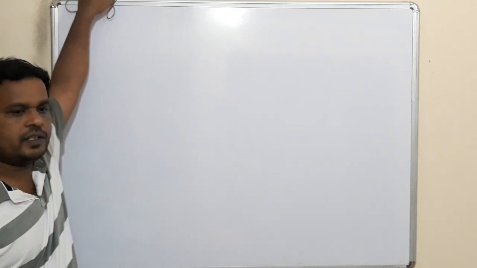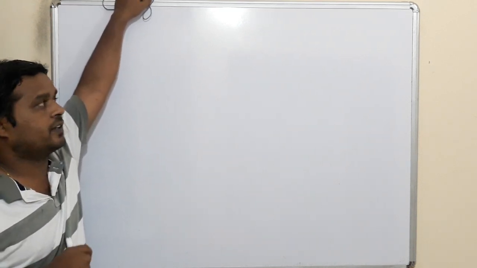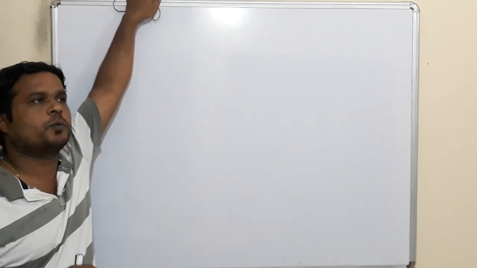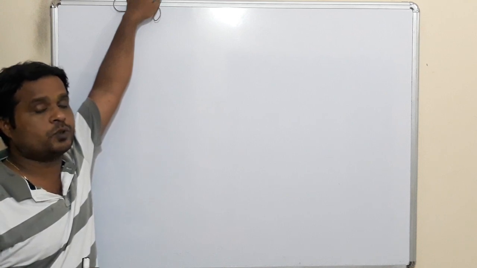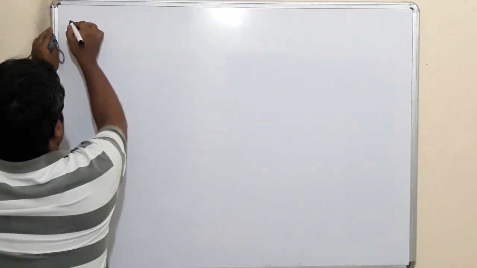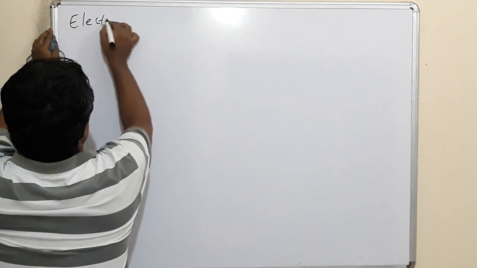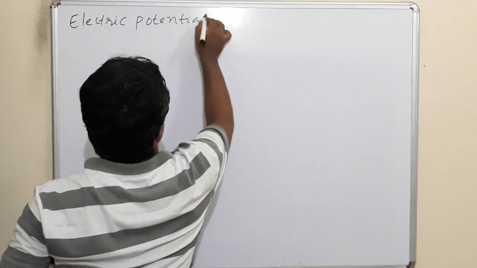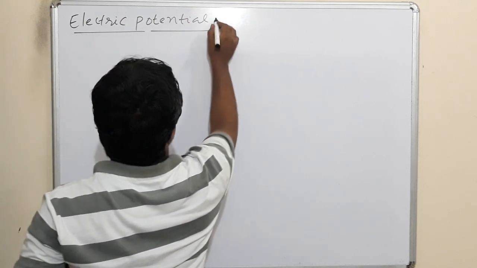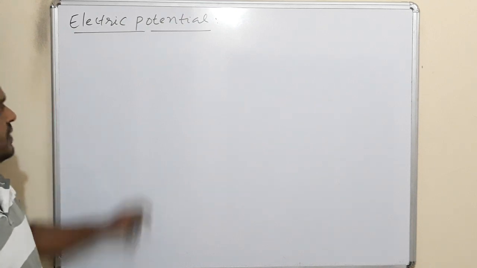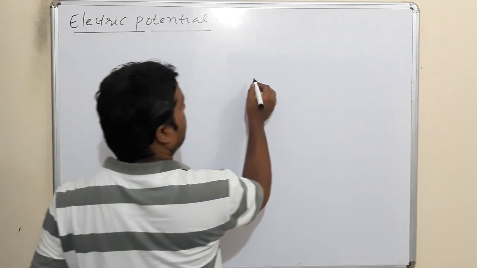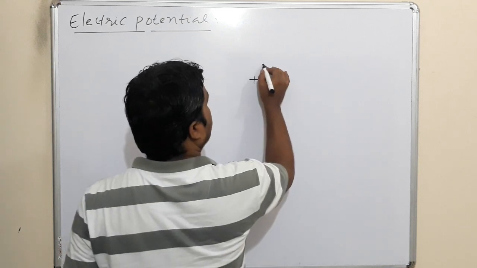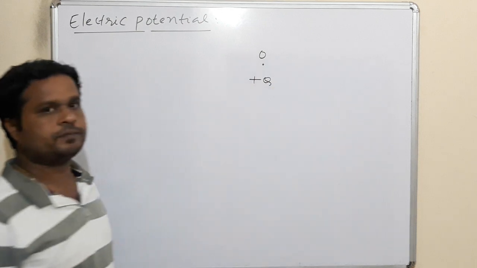Hello students, in this video we will study electric potential. What is electric potential, and how do we derive the expression for electric potential due to a point isolated charge? To define this concept, first let us consider a point charge plus Q situated at O in space.